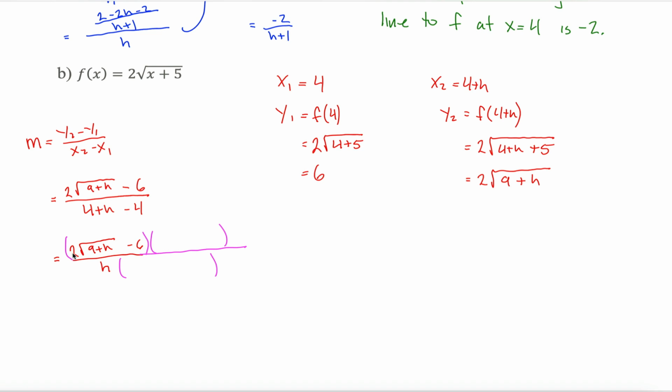So what I'm saying is I'm going to write exactly what I see here, 2 times the square root of 9 plus h, my first term. And then I'm going to write exactly what I see over here, the 6, my second term. But what I'm going to do is change the sign in between those two terms. In this case, it was a negative, so I'm going to write a positive right here.